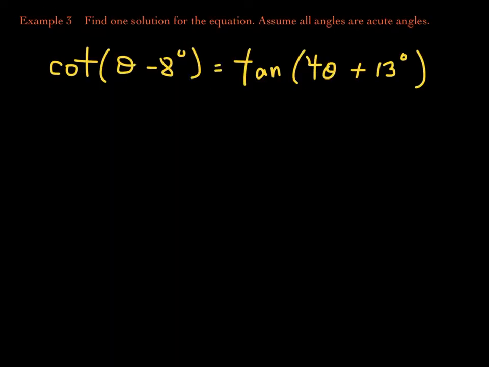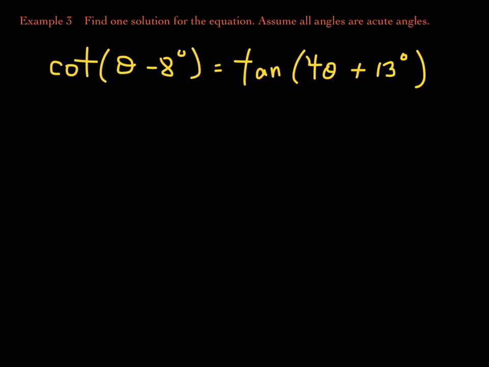Find one solution for the equation. Assume all angles here are acute angles. Now, notice that we have cotangent of theta minus 8 degrees is equivalent to tangent of 4 theta plus 13 degrees. Notice that cotangent and tangent are cofunctions. And we have already stated that cofunction values of complementary angles are equal.